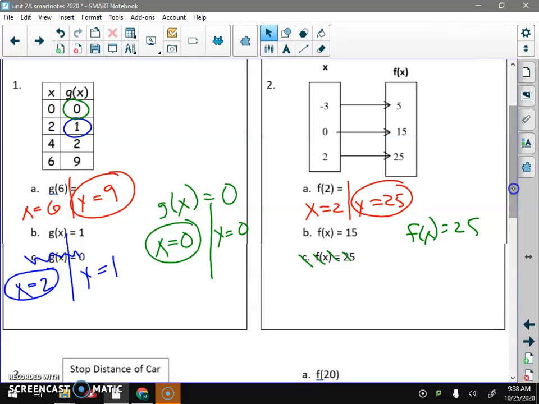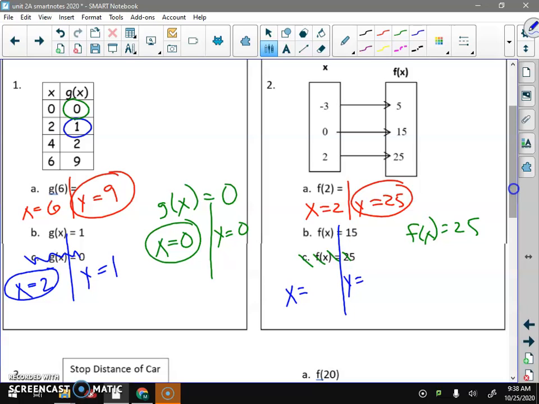So let's do the blue one first. Draw our grade wall down. x equals, y equals. What side is the 15 on? It's on the y side. So we're going to find 15 on the y. Go back. 0.